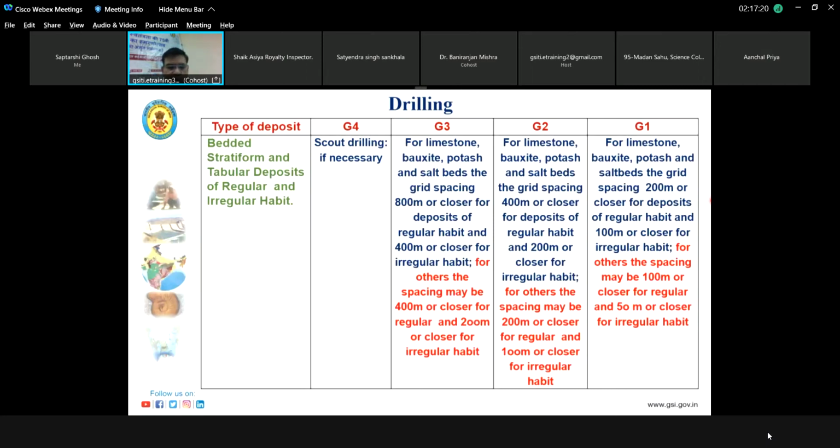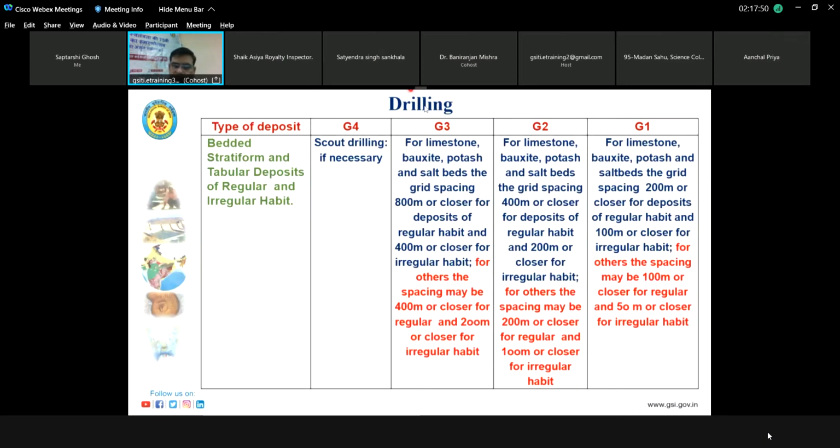Others may be 400 meters or 200 meters, depending on the mineralization habit of the mineralized zone in that area. In G2, this 800 meters again comes close to 400 meters, and 400 meters will again reduce to 200 meters. Similarly, other spacing may be 200 meters or less. In G2, in cases of copper, lead, and zinc, the borehole spacing is 100 meters.